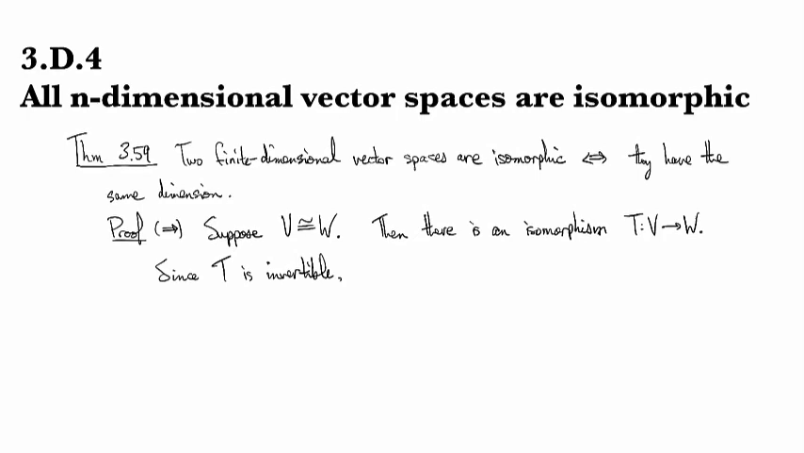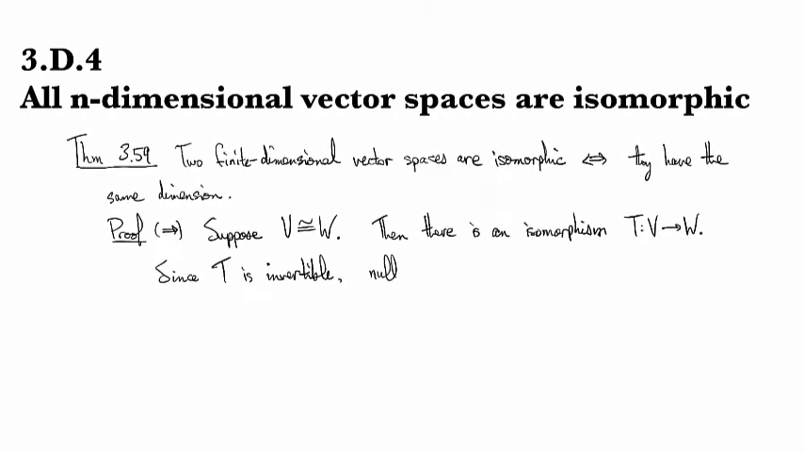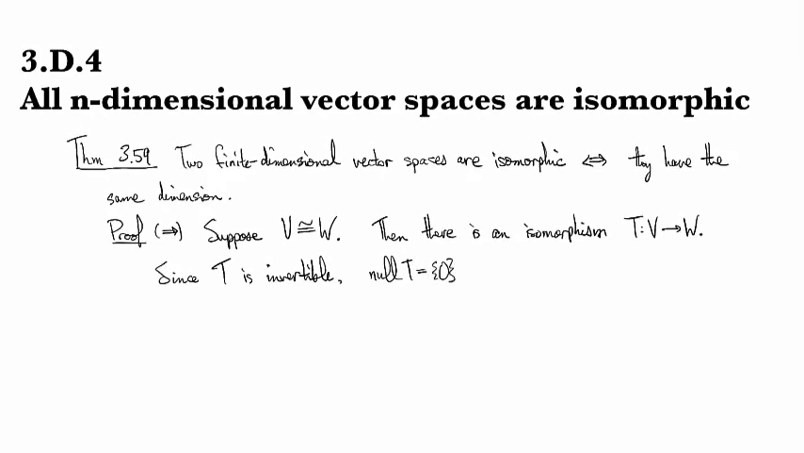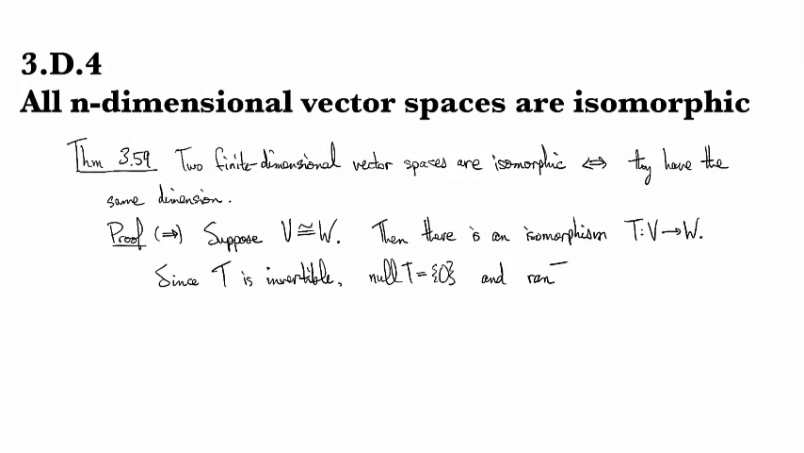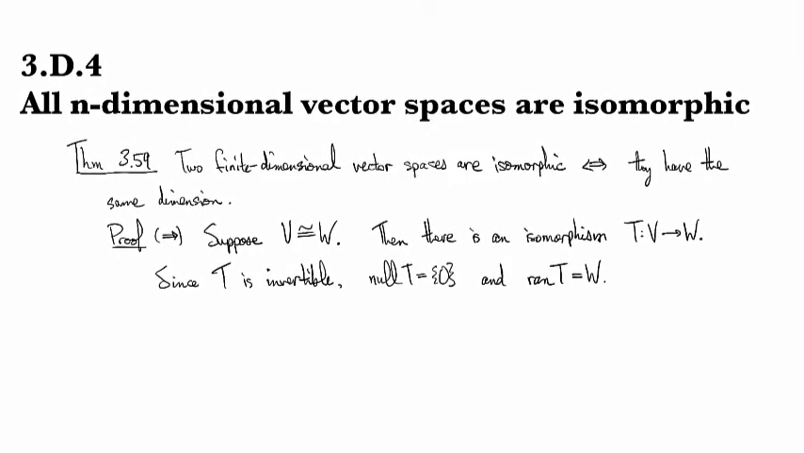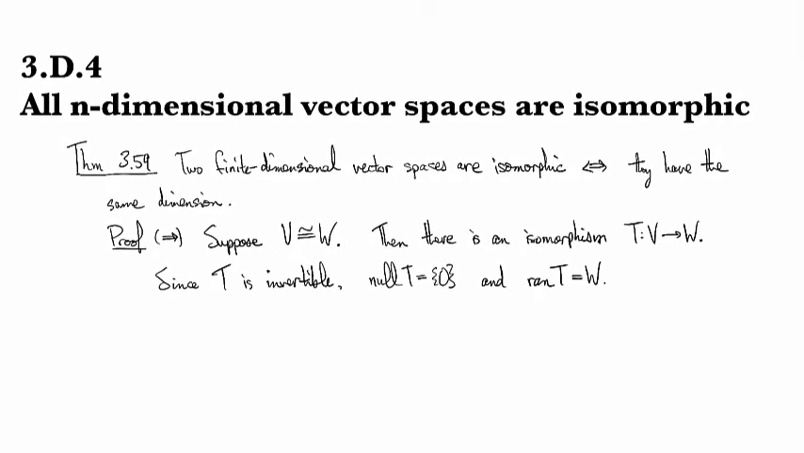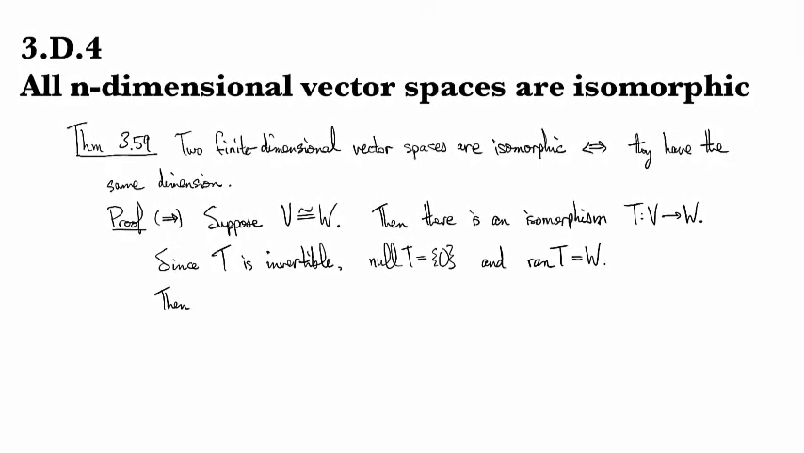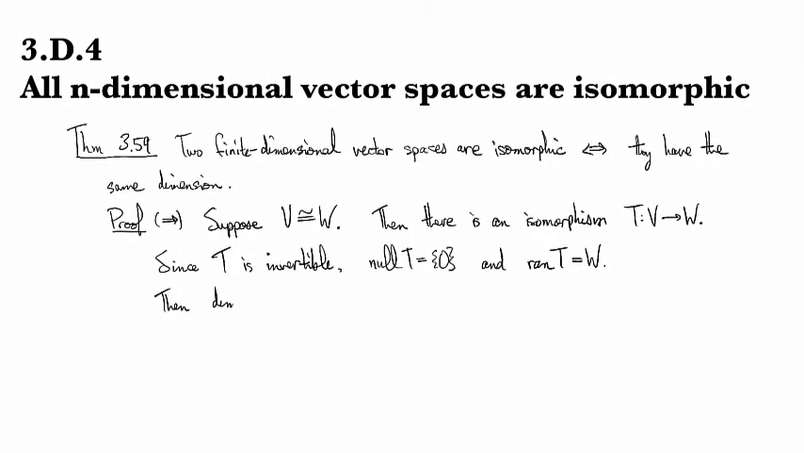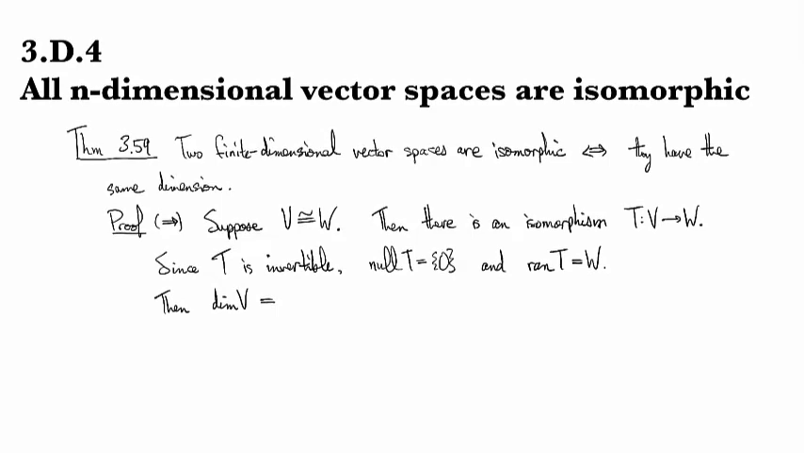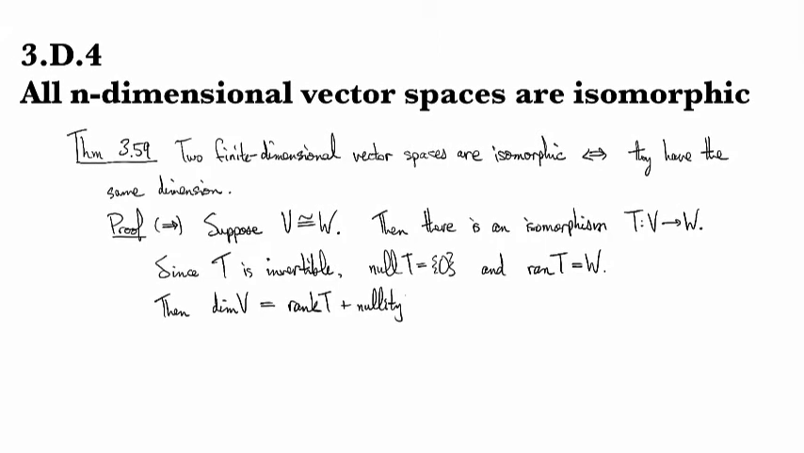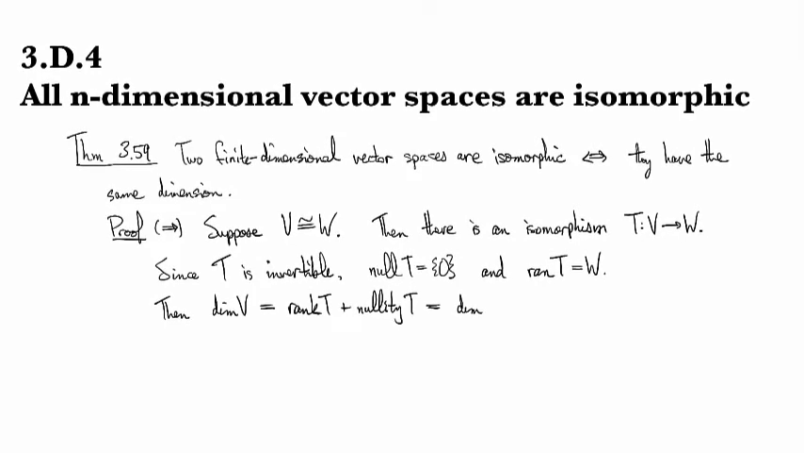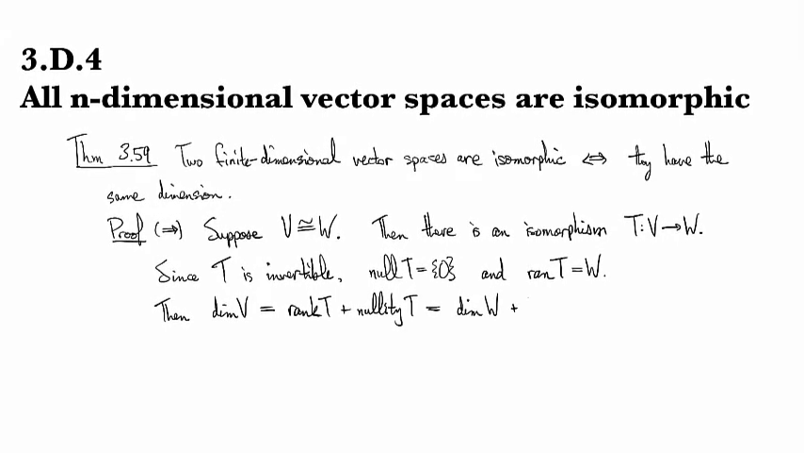Well, we know that it's injective, which means that the null space of T is 0. And we know that it's surjective, which means that the range of T is all of W, right? And now we can just plug this into the rank nullity theorem. So then we have that the dimension of V is equal to rank T plus nullity T, which from the previous line we see is, so the dimension of the range is actually just the dimension of W, and the nullity is just 0.